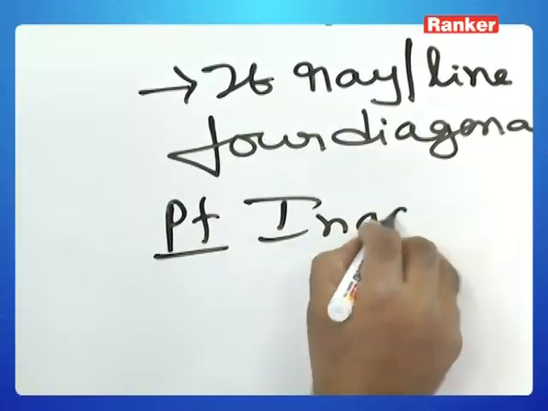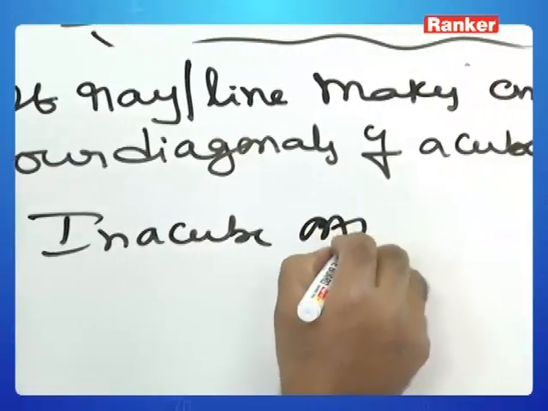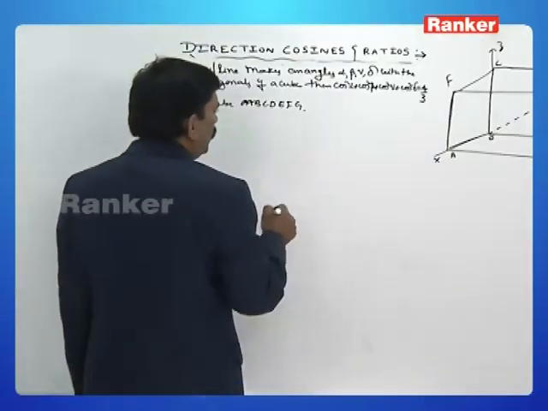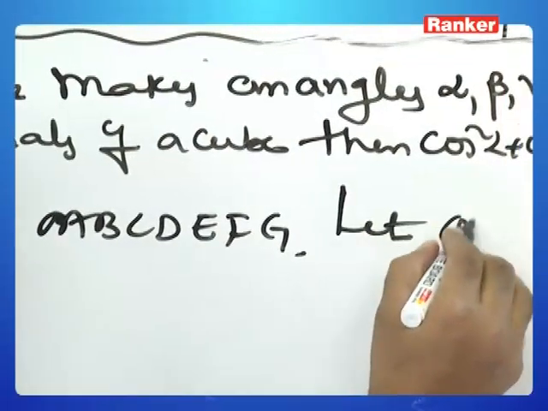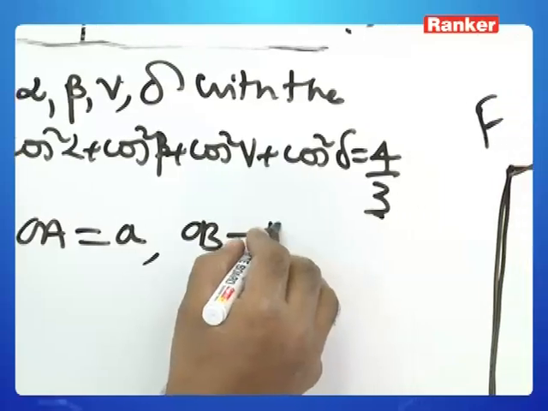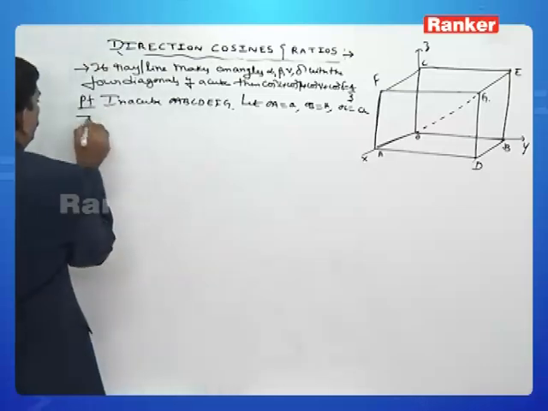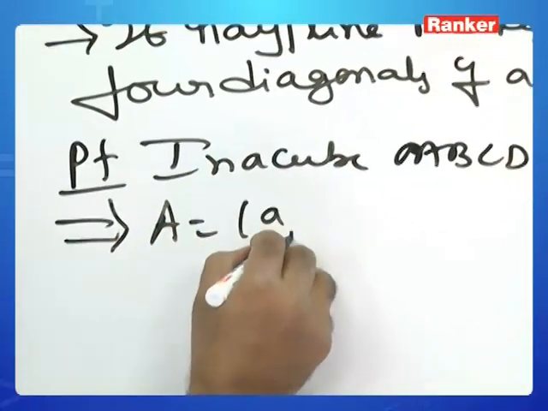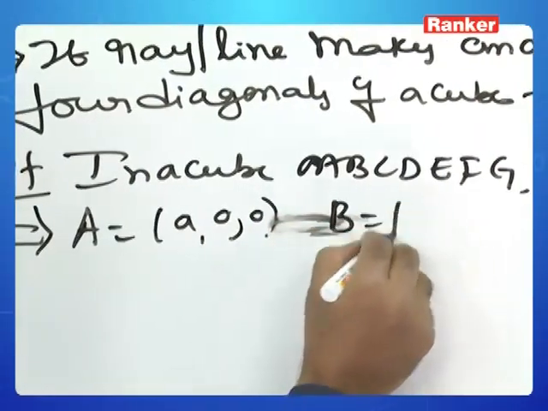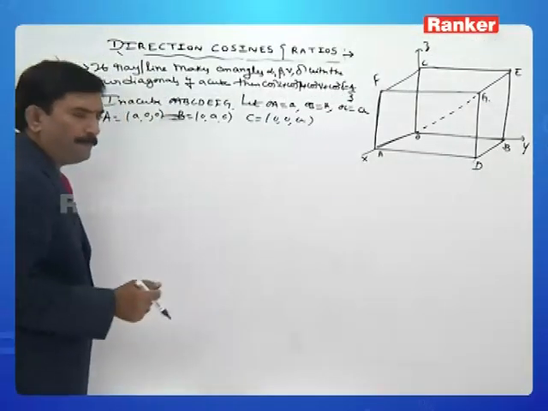In a cube OABCDEFG, let OA is equal to a, OB is equal to a, OC is equal to a, which implies A is equal to (a, 0, 0). Now B is equal to (0, a, 0). C is equal to (0, 0, a).